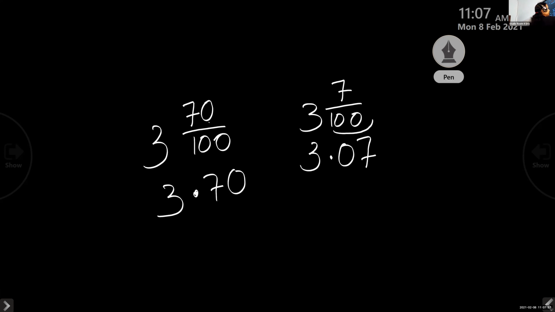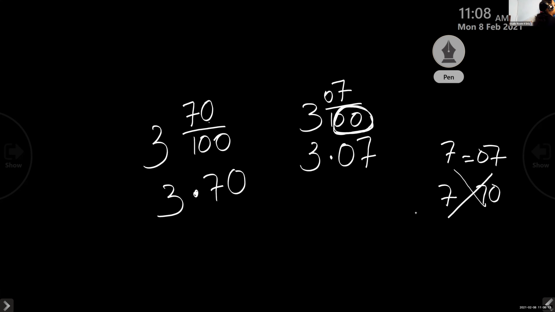Why? Look at the denominator here. 2 digits. Here I have only 1. So what will I do? I will place 1 zero in the front. You know 7 is the same as 07. But 7 and 70, they are different. We cannot write the zero after the decimal and after the number. We can just write the 0 in the front, 07.